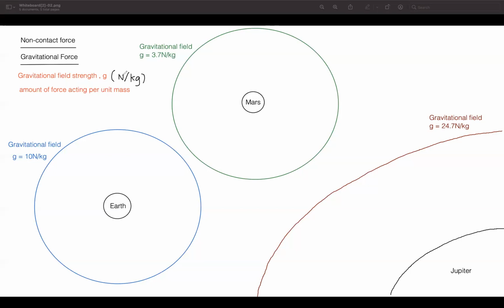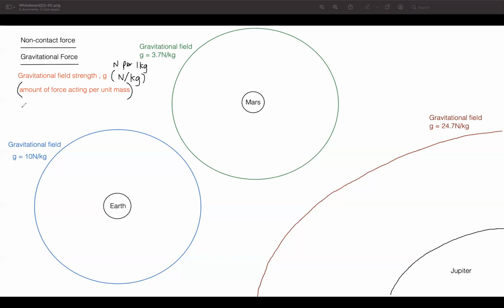For example, N/kg means Newton per 1 kg. So the amount of Newton, which is force, per 1 unit mass, 1 kg. Okay, so the amount of force acting per unit mass is the gravitational field strength. It is a fixed value for each planet.